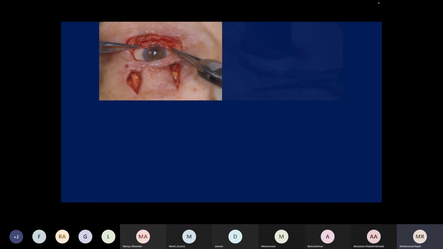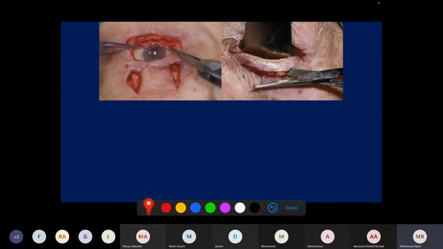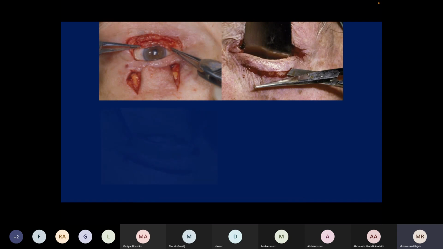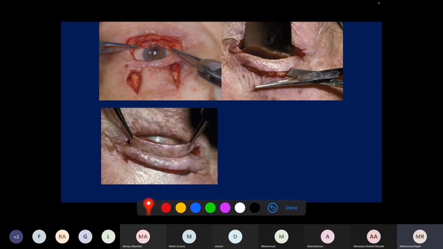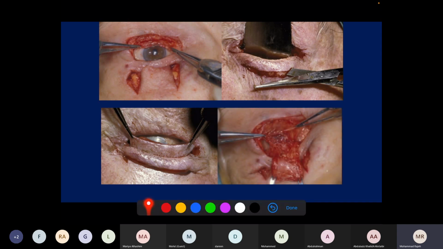The upper eyelid, Cutler-Beard. Knowing it alone should be enough. Again, another question, the key difference is that Hughes flap is replacing the posterior lamella, while in Cutler-Beard, theoretically, you're replacing both lamellae, posterior and anterior. It's not that accurate a description, but basically.